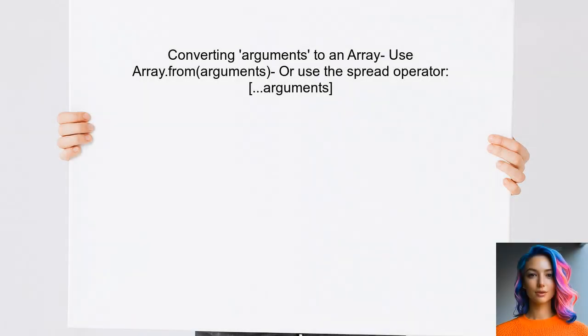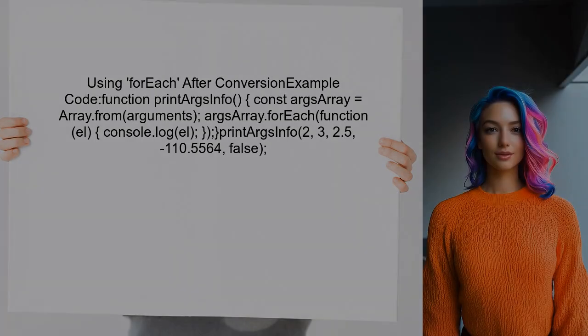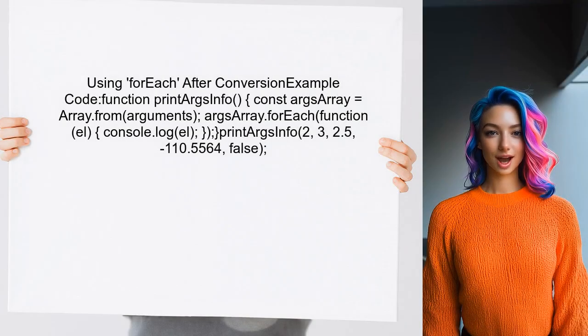To iterate over the arguments object, the user can convert it into an actual array. This can be done using the Array.from method or the spread operator. Once the user has converted arguments into an array, they can then use the forEach method without any issues. This will allow them to log each element as intended.